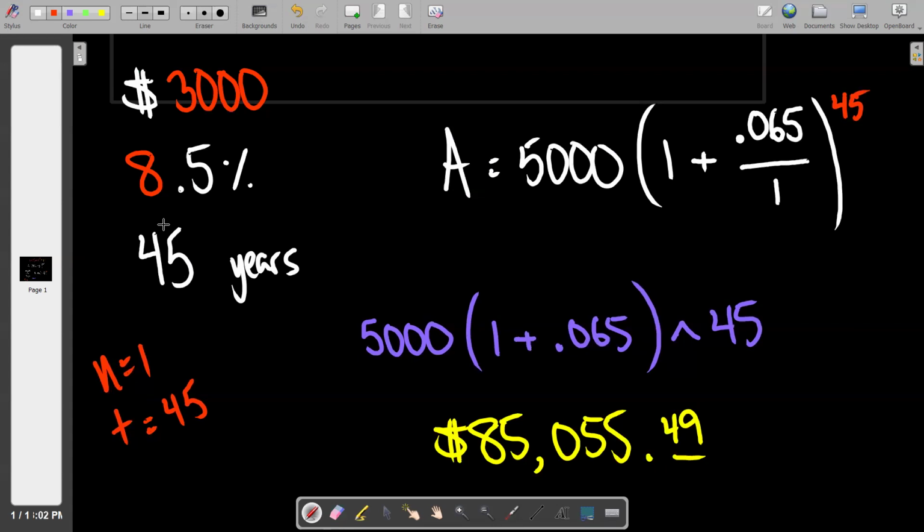Who's going to win? Is the minus $2,000 in the initial gift going to outweigh the power of the extra 2% interest? So when we go to type this in, instead of typing in 5,000 at the beginning, we're going to type in 3,000. And instead of 0.065, we're going to type in 0.085. Let's check it out.